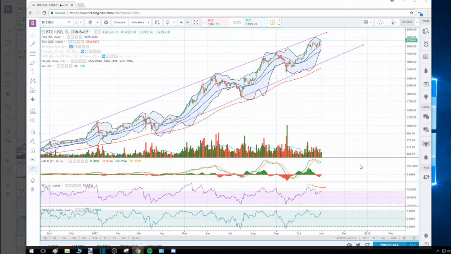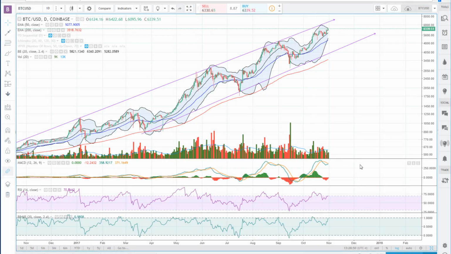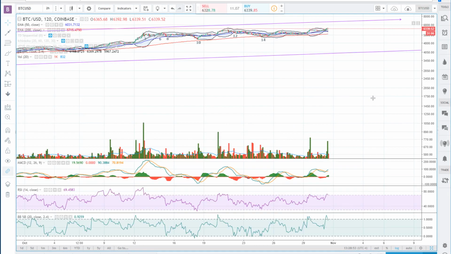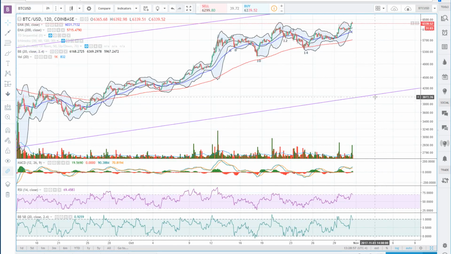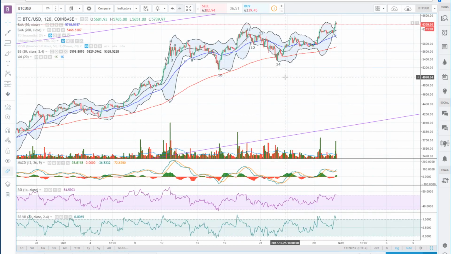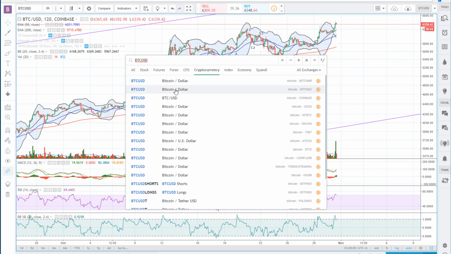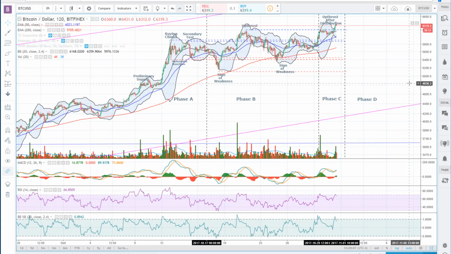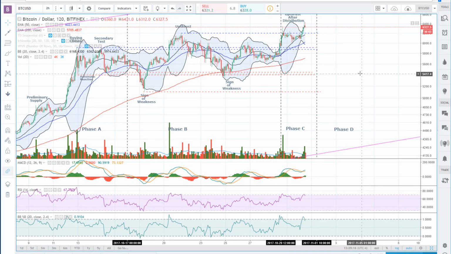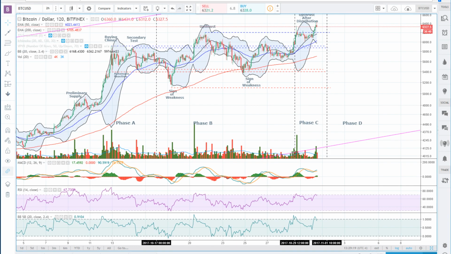Every time we've made a peak, we've diverged here on the RSI. The MACD has not made a new high. In fact, it's actually been going lower, right? And when we look on something like the 120-minute candles, oh, I forgot I had all this on here. When we look at something like the 120-minute candles, it becomes a little bit more apparent that we're starting to see divergence even on the smaller scale, right?